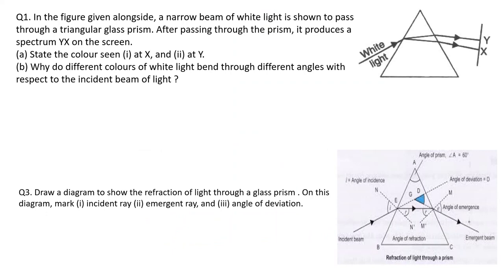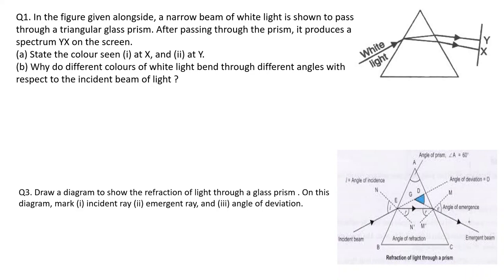Children, now let's do the question answers. Question number 1. In the figure given alongside, a narrow beam of white light is shown to pass through a triangular glass prism. After passing through the prism, it produces a spectrum YX on the screen. State the colors seen at X and at Y.